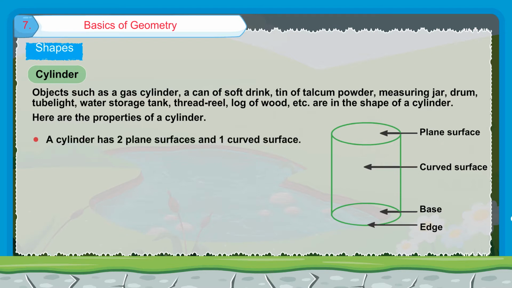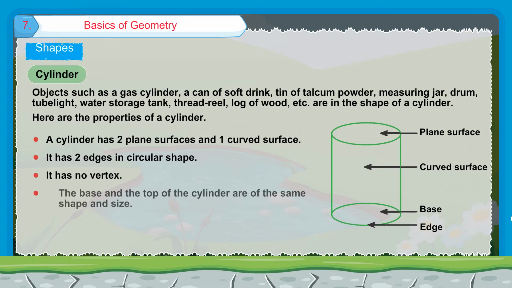A cylinder has two plane surfaces and one curved surface. It has two edges in circular shape. It has no vertex. The base and the top of the cylinder are of the same shape and size.